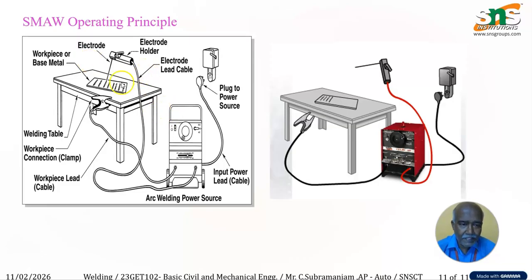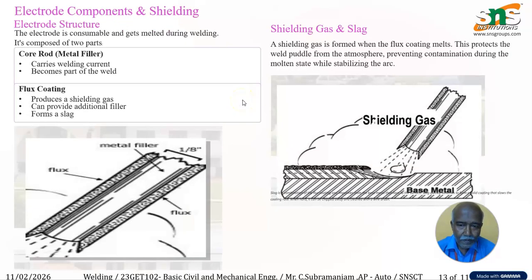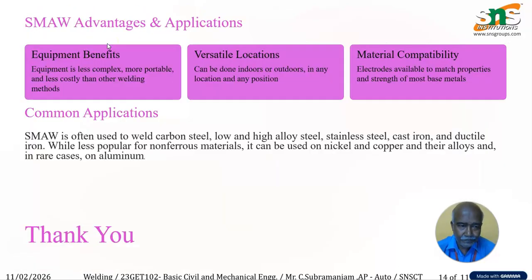This is a line sketch of shielded metal arc welding, and this is a pictorial view. Here you can see the parent metal, the base metal, has been connected to the cathode, whereas the electrode is connected to the anode itself. When the anode and cathode have a joint combination, it forms an electric charge. Due to the electric charge, it heats the parent metal as well as the electrode. And here you can see the detailed parts of the electrode component and the shielding electrode structure also.